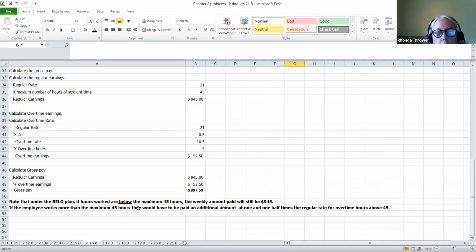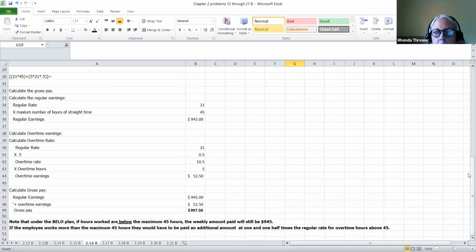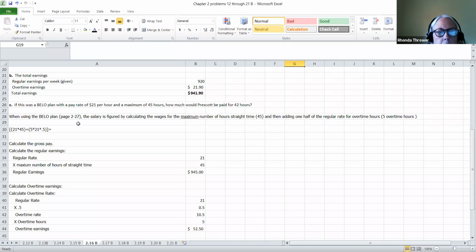So pay particular attention to these things that I have in bold. They're there to help you. And if you want to go back and review about the Belo plan, look at page 227 when you're calculating that.